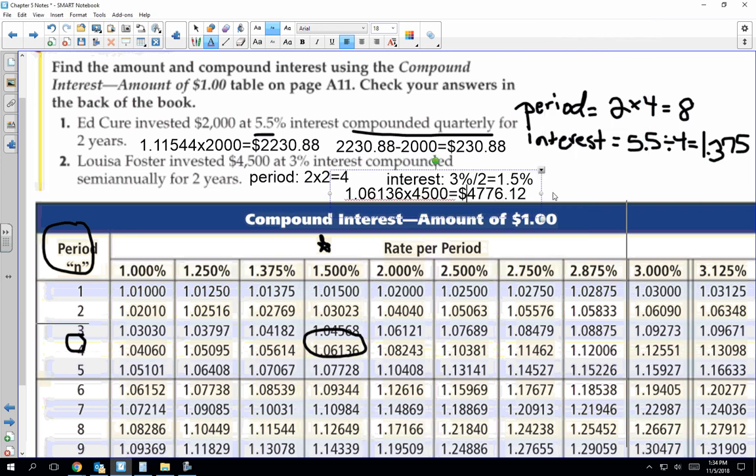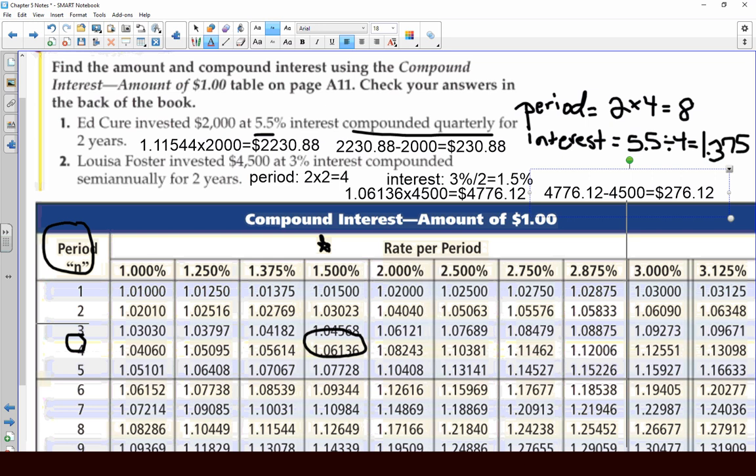$4,776.12. So to find out how much interest we earn, we take the 4,776.12 and minus out the 4,500. And that's $276.12 that we have made in just 2 short years. And that's how you use the compound interest table.